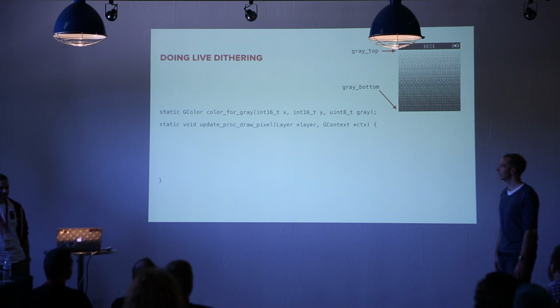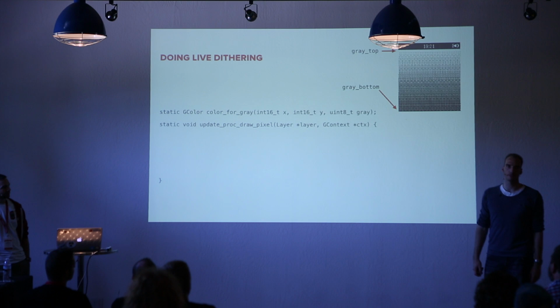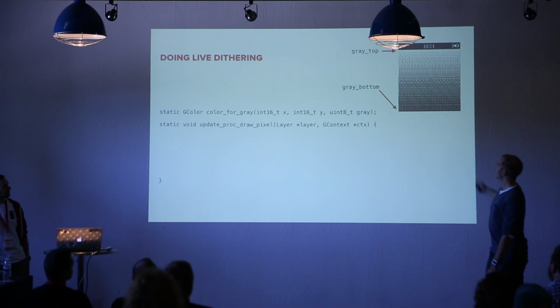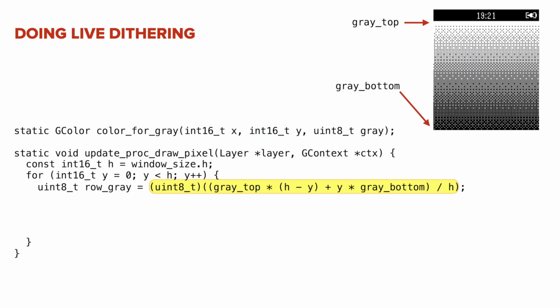I have the color for gray, and I'm now inside my layer's update proc, right? I have two values. Yes, I could just hardcode white to black, but I think it's more flexible here. I want to animate the gray values in the end, so I have a gray value for the top and a gray value for the bottom. So the first thing I do is I loop over all the rows.